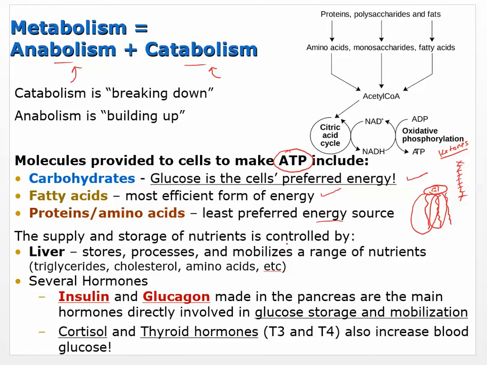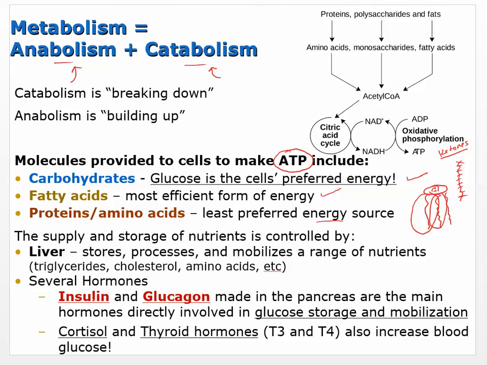So supply and storage of nutrients is controlled primarily by the liver. We're going to be talking a lot about the liver and the things that the liver is doing, and that's kind of a theme for the whole course. The liver stores, processes, and mobilizes a range of nutrients. So these triglycerides we were talking about, and cholesterol, which really isn't an energy source, but it is produced in the liver, and then that cholesterol can be moved around to where it's needed. Amino acids, so you can break down proteins, or you can produce amino acids de novo in the liver as well.